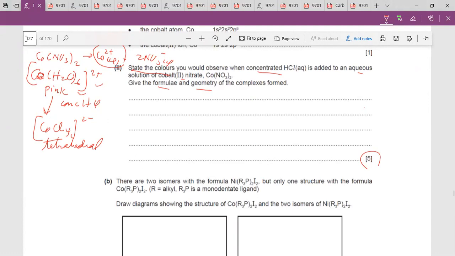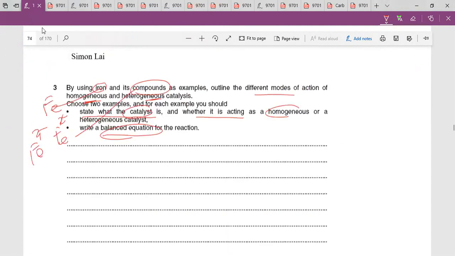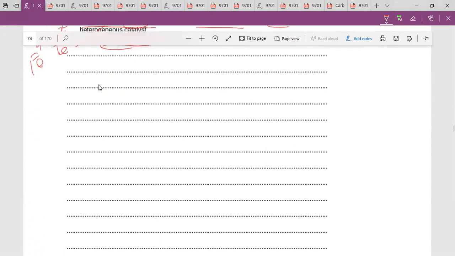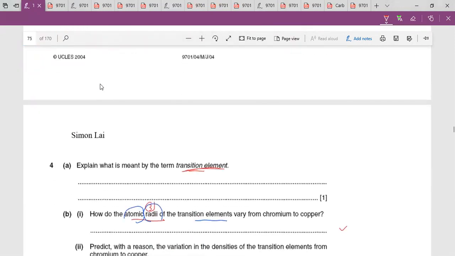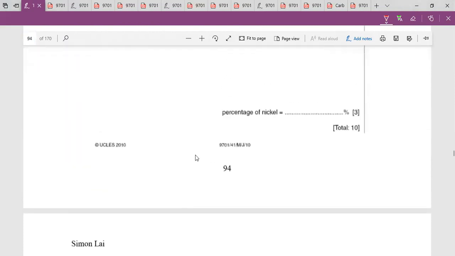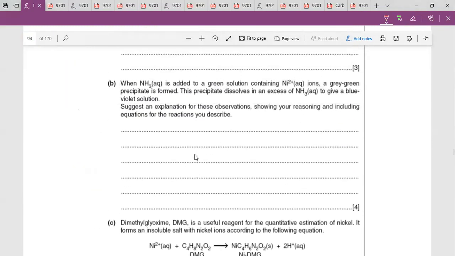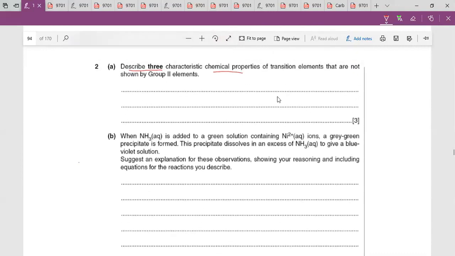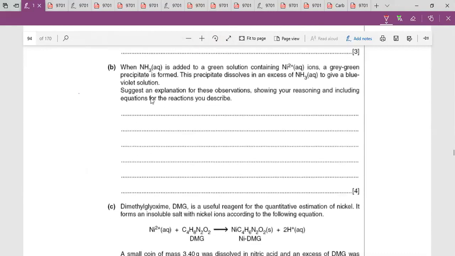Nickel, 94. Oh, sorry, 94. My eyes are playing tricks on me, man. Okay, go here. All right, properties, blah, blah, blah. Here, when ammonia, this one came out twice, no? When ammonia is added to a green solution of nickel, it's good if you can draw it out.